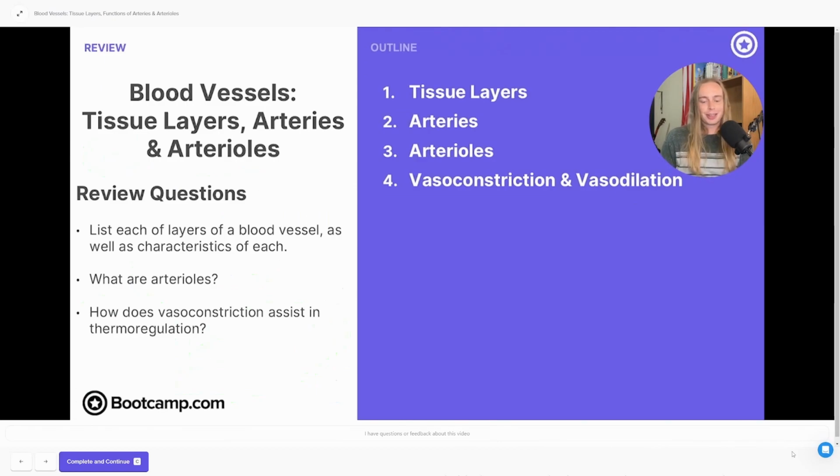Now that we've had our mini quiz, let's go ahead and do a few review questions to see what you learned today. First, list each of the layers of a blood vessel, as well as characteristics of each. Second, what are arterioles? And lastly, how does vasoconstriction assist in thermoregulation? If you can answer these questions, you're well on your way to success. Everybody be sure to have a wonderful day, and I will see you guys in the next one.